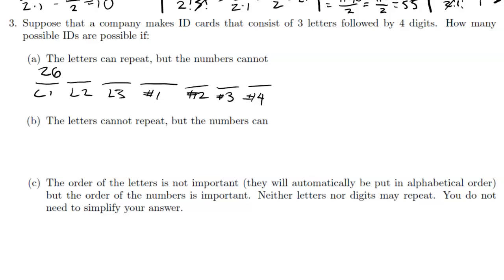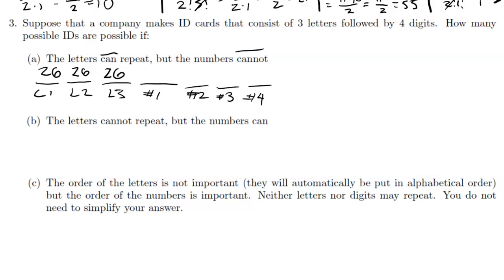And then notice what it says about the letters. It says the letters can repeat, which means even if I used a letter in the past, I can reuse it again. So my options are not going to decrease. So for letter 2, I also have all 26 letters possible. And same for letter 3, all 26 letters are possible.